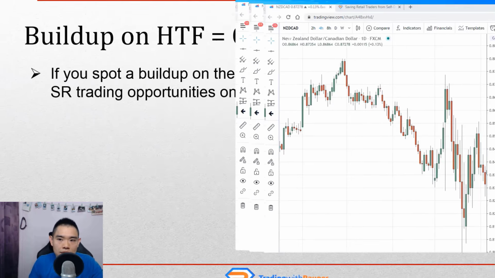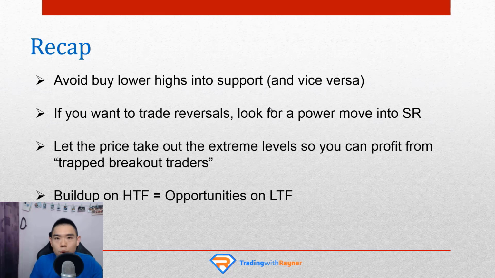Okay, with that said, let's do a quick recap. Number one, avoid buying lower highs into support or higher lows into resistance, because this is when support and resistance tends to break. Remember the sledgehammer analogy that I shared with you earlier. Number two, if you want to trade reversals, look for a power move into support resistance. This is because the first obstacle is usually further away, which offers you greater profit potential. Third thing, let the price take out extreme levels so you can profit from trapped breakout traders.